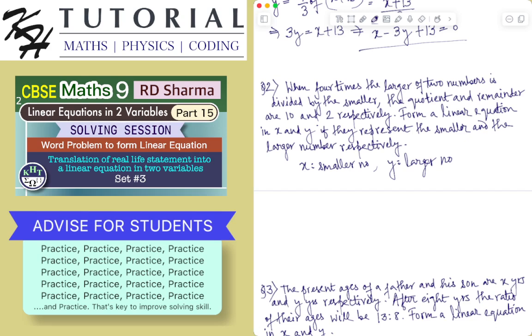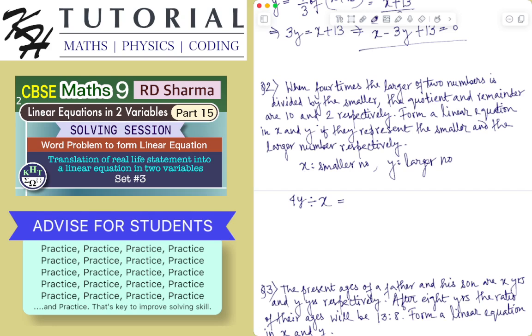Now from the remainder theorem, we know that, since it is talking about quotient and remainder, obviously the numbers x and y should be integers. So when 4 times the larger of the two numbers is divided by the smaller, 4 times the larger number will be 4y, and if I divide this by the smaller number, which is x, it is saying that the quotient and remainder are 10 and 2 respectively.